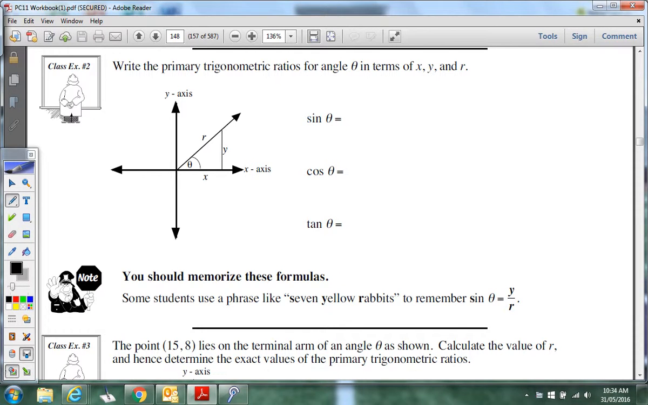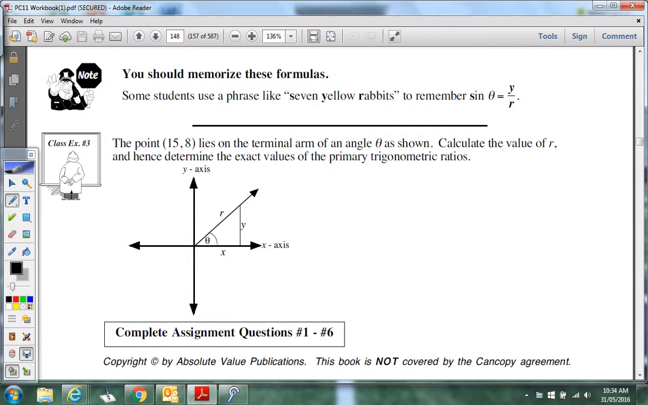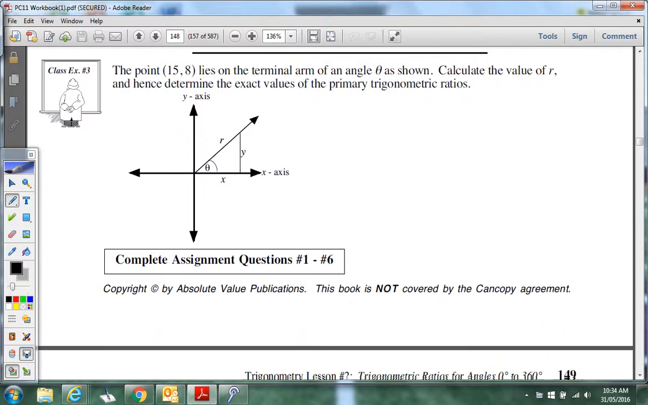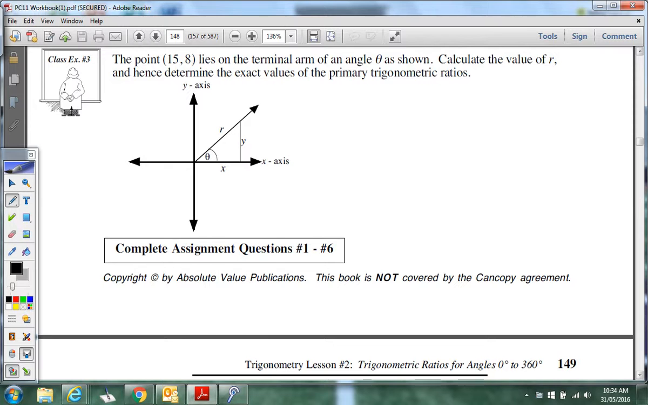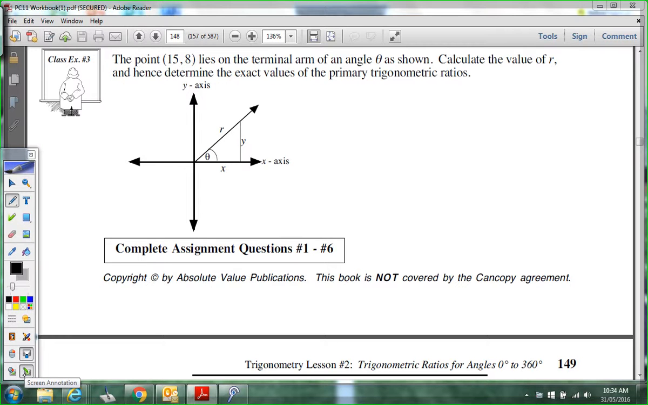All right, so example 3. It says, point (15, 8) lies on the terminal arm of angle theta as shown. Calculate the value of r and determine the exact value of the primary trigonometric ratios. So it wants us to set up the trigonometric ratios based on what we just learned. The thing is that we don't know r, so we need to get r first.